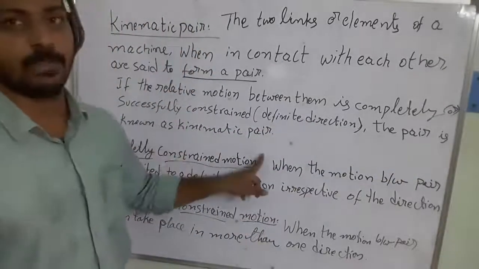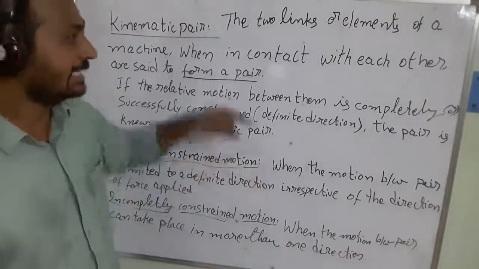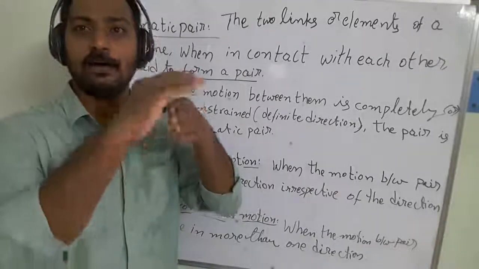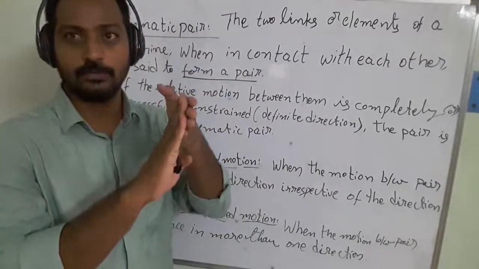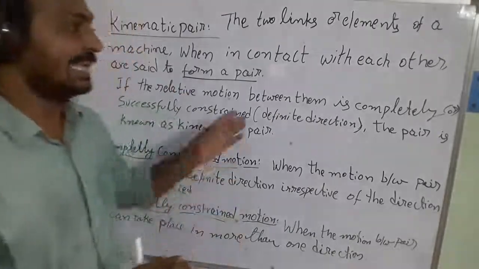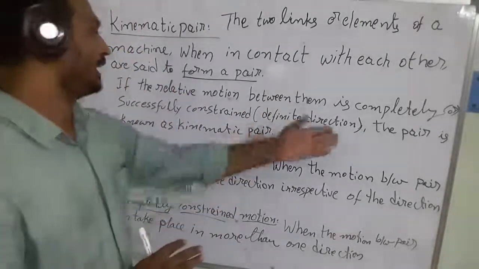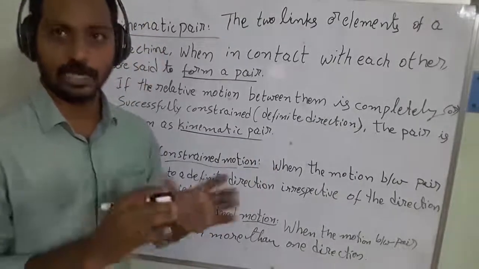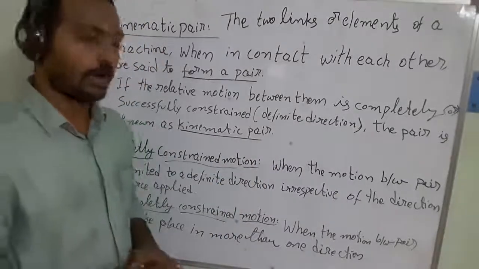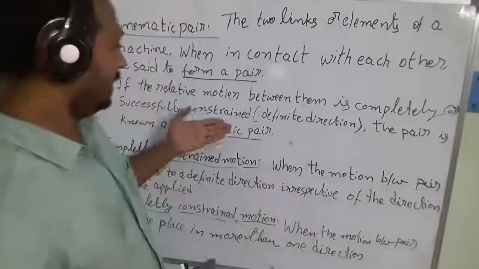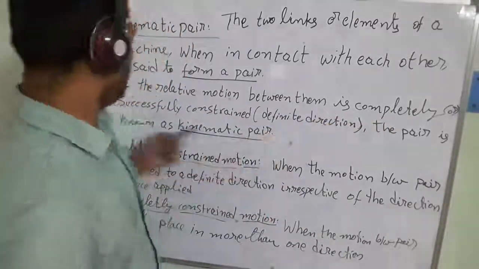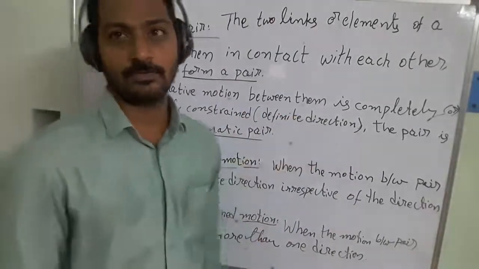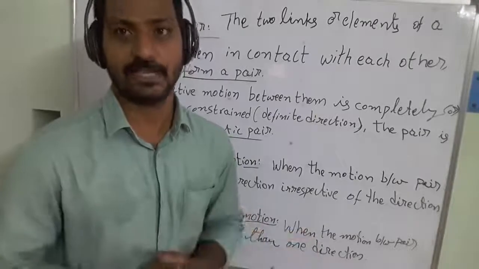as a kinematic pair. Alright? When the two links are in contact with each other, we can say that is a pair. When they have a relative motion that is well defined, then the pair is a kinematic pair. I hope the definition is clear. Now, what is definite? Here we said completely or successfully constrained motion, or definite direction motion, so we have to check the definition exactly for this.